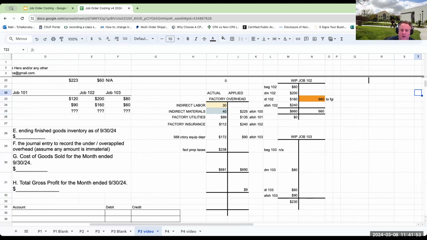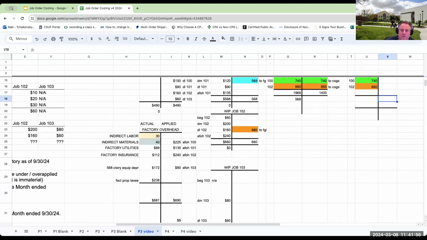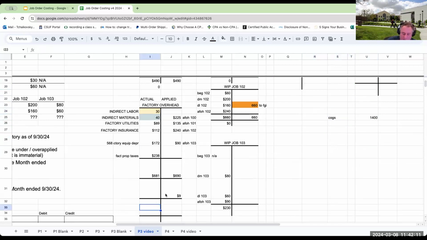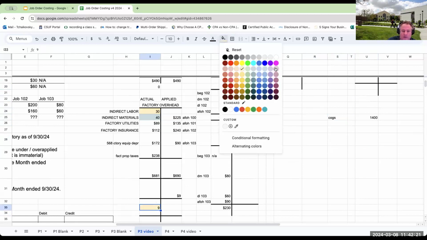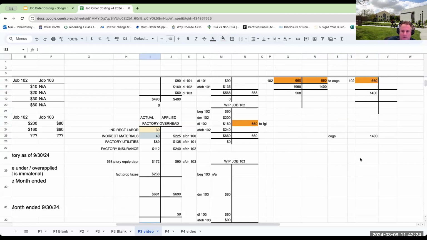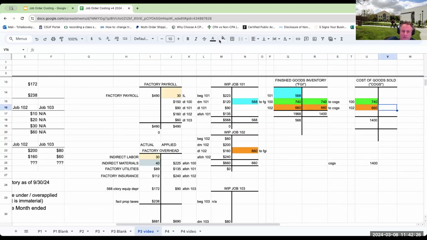Now, when it comes to this, where does it go? Well, in this case here, my total cost of goods sold is a total of 1,400. If I make this adjustment to cost of goods sold, so I'm going to debit factory overhead, I'm going to come over here and debit factory overhead for the 9, and I'm going to credit cost of goods sold for the 9.